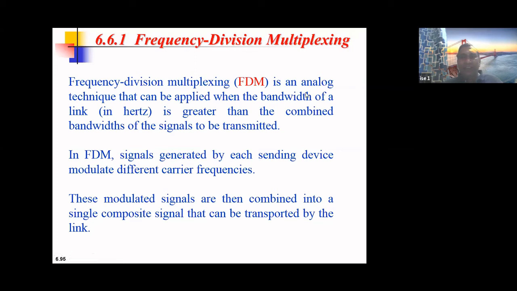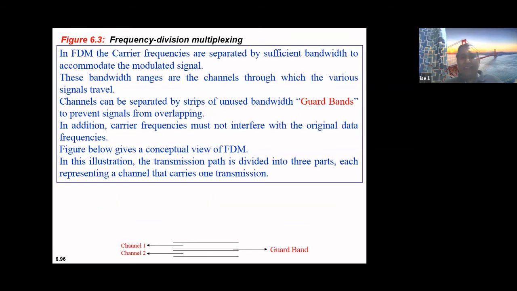So now let us start learning about frequency division multiplexing, how it is achieved. Here in frequency division multiplexing, you got the idea, analog signals, a particular bandwidth, say bandwidth of a link in hertz. I told you bandwidth can be considered in two ways: one is in terms of hertz frequency, and another in terms of bits per second. Both are possible. So how exactly is this FDM achieved?